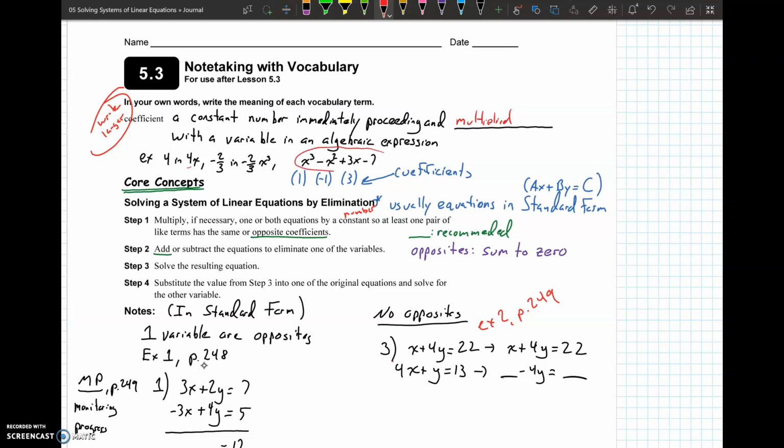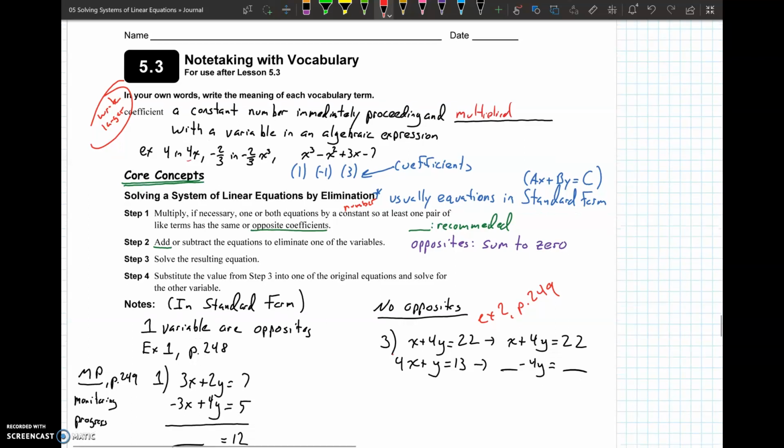Over in this polynomial over here, I got several coefficients. I got 1, I got a -1, and I have a 3. Just because the number's not written down doesn't mean it's there. Don't forget about those.